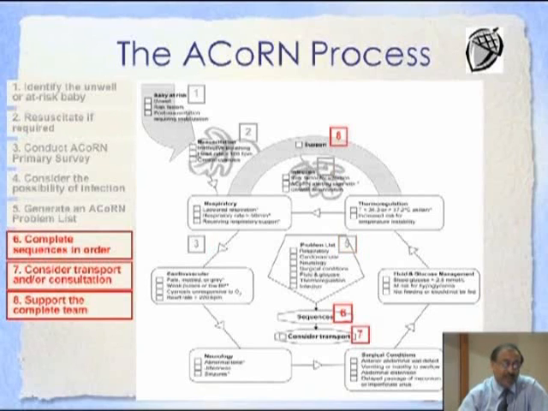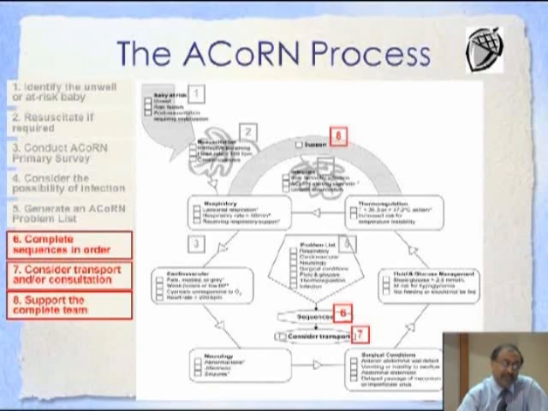Step 6 requires the team to enter what is called the ACORN sequences, doing so in the order proposed by the priority list or the problem list. Each ACORN sequence is described by a clinical algorithm structured to facilitate rapid and effective care of the unwell or at-risk newborn. Each ACORN sequence is explained in its own chapter in the ACORN text.